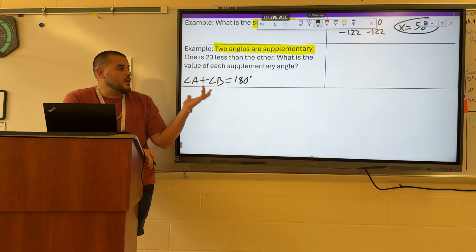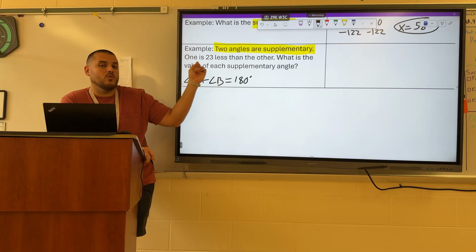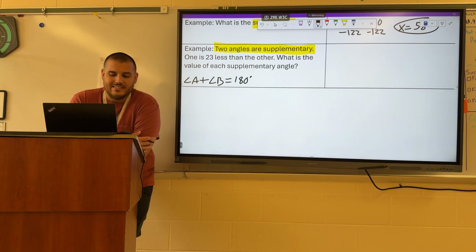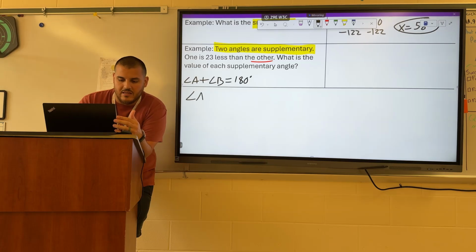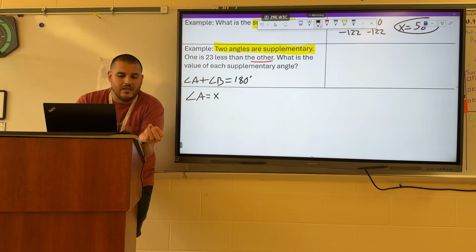Now I have to come up with expressions for A and B, which I get from this hint. One angle is 23 less than the other. Remember, the other is completely unknown. I can just give that a variable like x. So I'll just say that that's angle A. I'll just call it x.